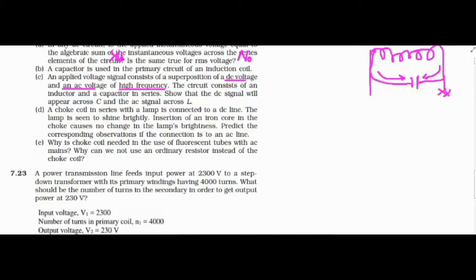Then next, part C. An applied voltage signal consists of superposition of DC voltage and AC voltage at high frequency. The circuit consists of an inductor and capacitor in series. Show that the DC signal will appear across the capacitor and the AC across the inductor.